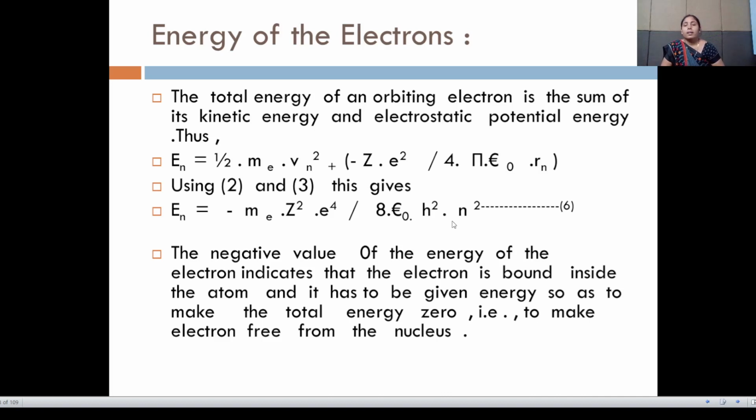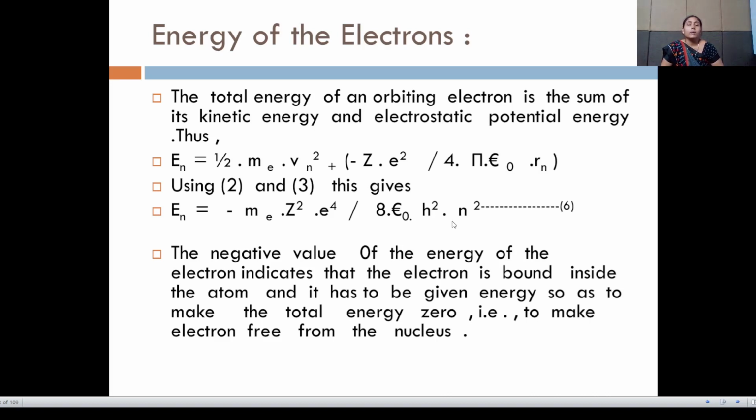We know that in the last lecture we already studied that r_n is directly proportional to n square, that is, the radius of the atomic orbits is directly proportional to n square. Here in that lecture, En is equal to mass of electron into Z square into e raised to 4 divided by 8 epsilon naught square into h square into n square. This is equation number 2.